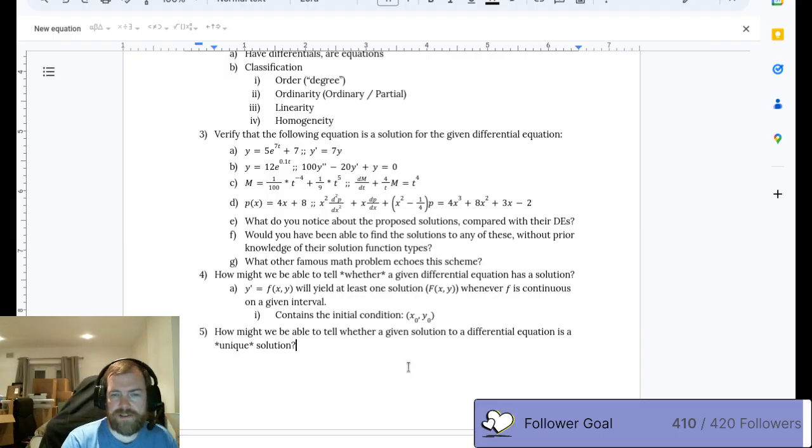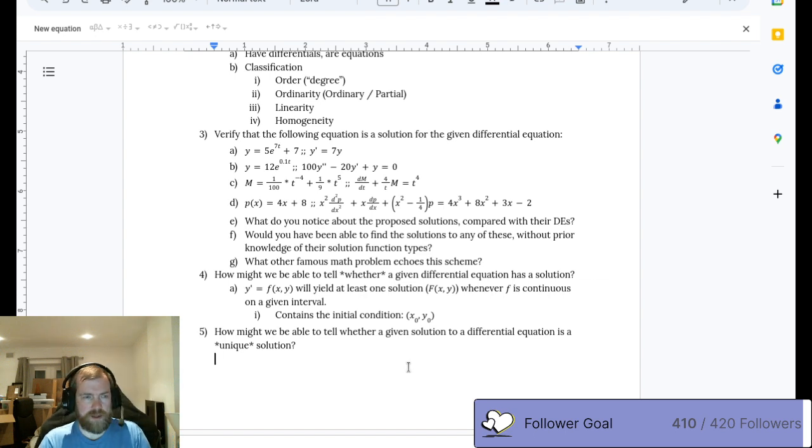Okay, so next thing, how might we be able to tell whether a given solution to a differential equation is a unique solution? So there aren't going to be any other solutions. So for instance, y_p of x equal to 4x plus 8 is not the only possible solution for that particular differential equation.